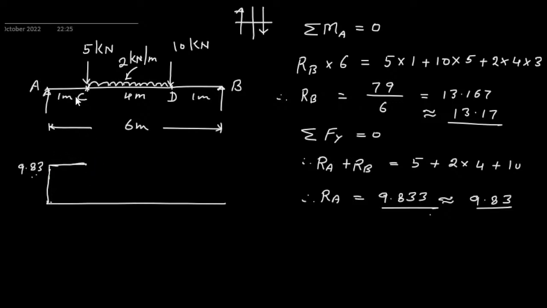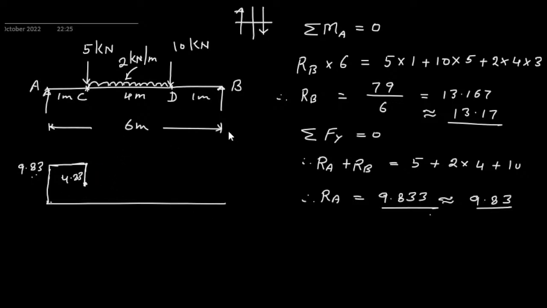Now at point C, if I cut a section on the right side of C, and C towards the left, this 5 is going down, so it will go down. So 9.83 minus 5, this value is going to be 4.83. So not that much down, it will be somewhere like this. This value is 4.83. Not enough space to write, so separately we can do that.